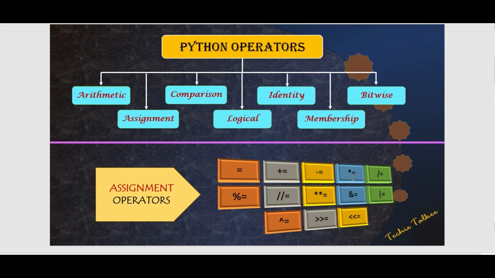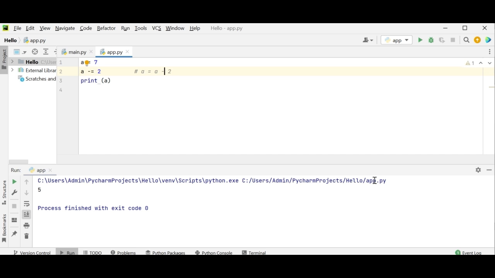Next, we have the star equal to or the asterisk equal to operator. So the asterisk is used for multiplying two values. So if I give a asterisk equal to 2, it means a equal to a into 2. So 14 gets printed there.